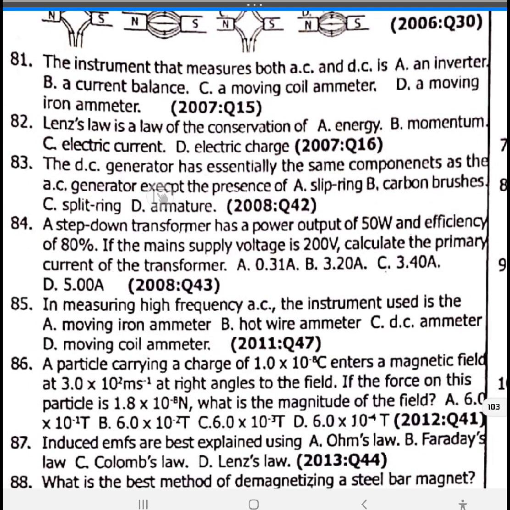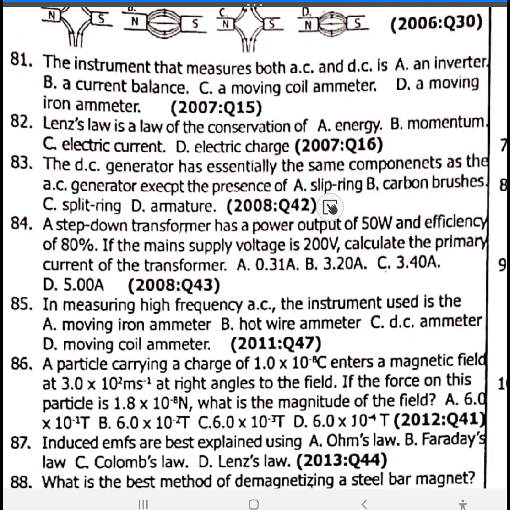Lenz's law is a law of conservation of energy. Option A. 83. The DC generator has essentially the same components as the AC, except for the presence of slip rings. Option A. 83. Slip rings.